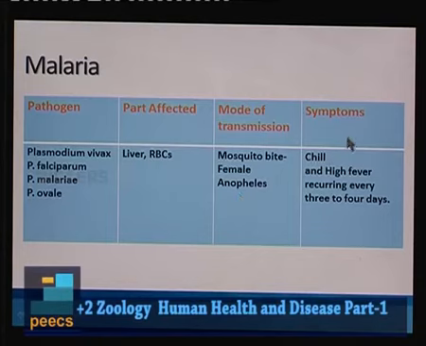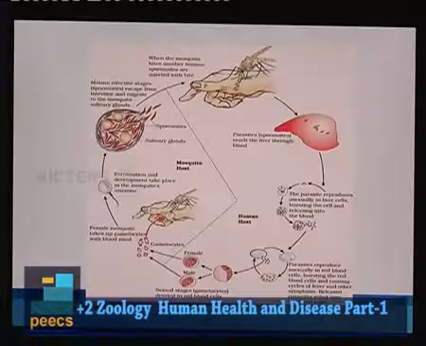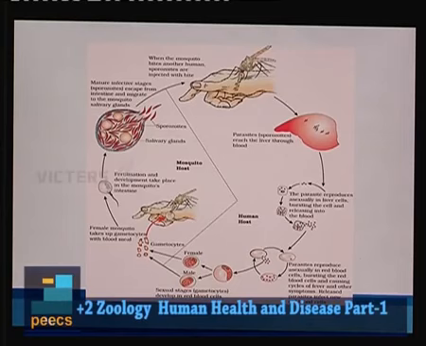You can see now the symptoms. The symptoms are chill and high fever, and this chill and high fever will be recurring every 3 to 4 days. Now we will go through the life cycle of malaria. You can see that the malarial parasite is a digenetic parasite because it depends on two hosts. One is mosquito and the other is man. And the mosquito here is the primary host, because within the mosquito there will be sexual reproduction. The fusion of gametes, or fertilization, will happen within the mosquito.